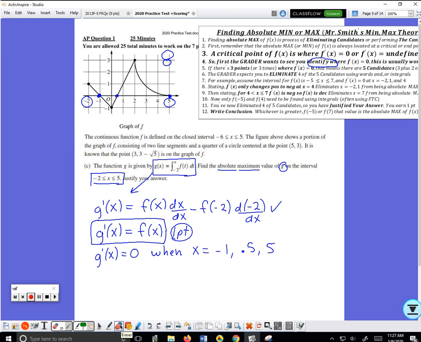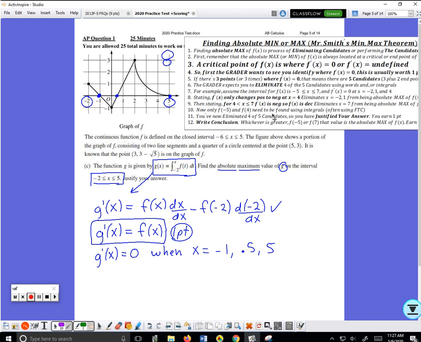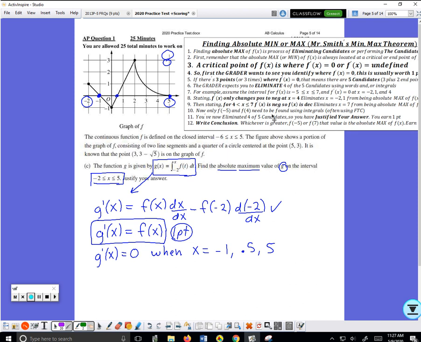As soon as I do that, the grader expects, I'm moving this box around so we can't really circle things as we go, but right here, number 4, we are finding the max of g. So the grader wants to see us identify where g prime of x is equal to 0. This is usually worth 1 point, and it was. We've actually earned 2 points so far. It's a great example of just do what you can. You don't know how it's going to be scored. This problem is actually only worth 3, and so far we have earned 2 of them fairly quickly.